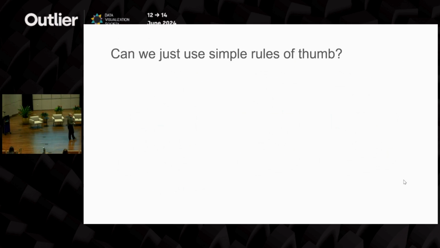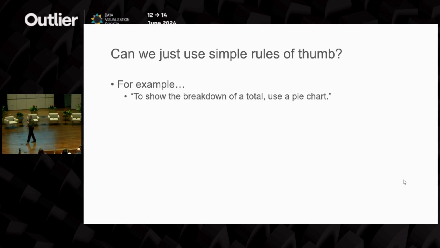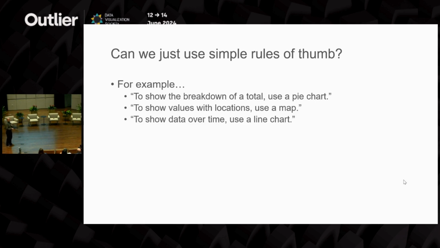So, how do we choose chart types? Well, a lot of people, maybe not a lot of people in this room, but a lot of people out there in the real world think that this is a very simple thing, right? We can just use simple rules of thumb, like, for example, to show the breakdown of a total, just use a pie chart. To show values with locations, just use a map. To show data over time, just use a line chart, right? What could be simpler? Well, let's have a closer look at one of these.